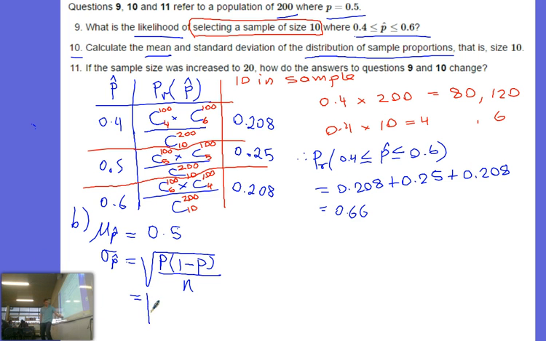Okay, so P is 0.5, so it's 0.5 times 0.5, 0.25, divided by a sample size of 10. Which is 0.025. Okay. Which is 0.05.